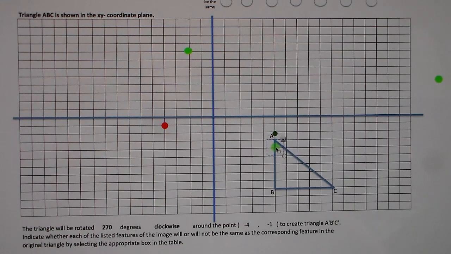Now B is 1, 2, 3, 4, 5, 6 away. So it's 6 down from A, so it means we gotta go 6 to the right. 1, 2, 3, 4, 5, 6 to the right. Then B and C, they have a distance of 1, 2, 3, 4, 5. So it's 5 to the right. So if we're going 270 degrees clockwise, that means we're going to go 5 up from B prime. So 1, 2, 3, 4, 5.